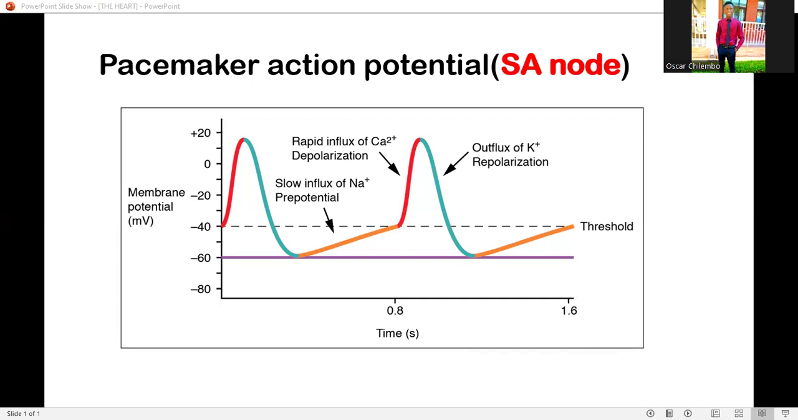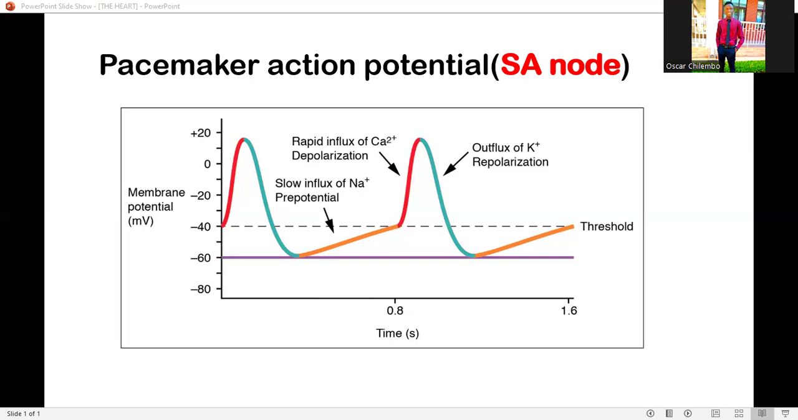So if you haven't watched the previous one, in which I explained the conduction system of the heart, that was the overview of what really happens within the heart. I was describing that the SA node is a pacemaker cell which generates an action potential. But today we are going to discuss what really happens at the cellular level. How does the SA node manage to generate this action potential?